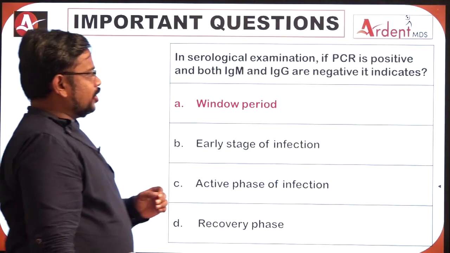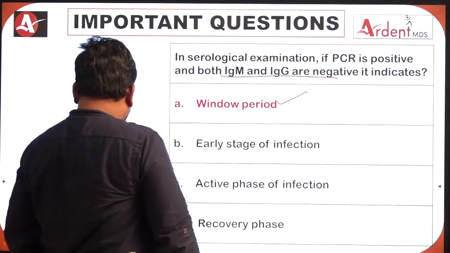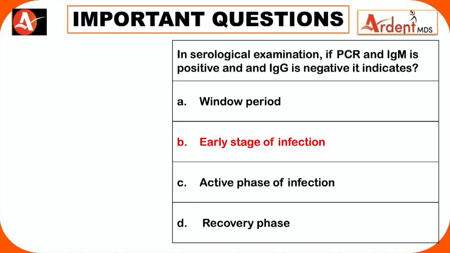In case of a serological examination, if the PCR is positive but IgM and IgG are negative, that means the patient is still in the window period. If the PCR and IgM are positive and IgG is negative, so what does that mean? The patient is in the early stage of infection.